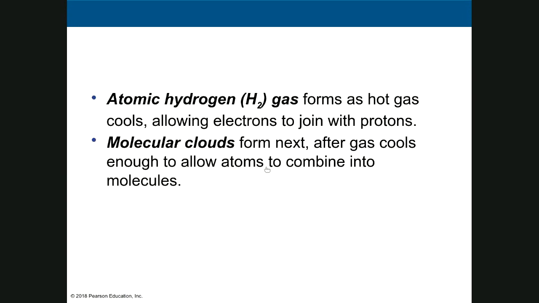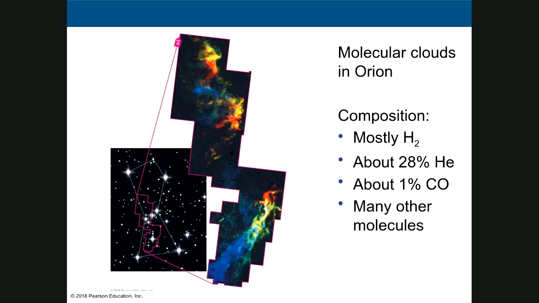So atomic hydrogen gas forms as hot gas cools, and this allows electrons to join with protons. And molecular clouds form next, after the gas cools enough to allow atoms to combine into molecules. Pretty simple ones, but molecules nonetheless. And again, remember that spectra are defined by electron transitions. This comes back to quantum physics. The spectra are predicted by the distribution of energy levels of atoms and molecules. That's the connection back to quantum mechanics of what we're seeing.